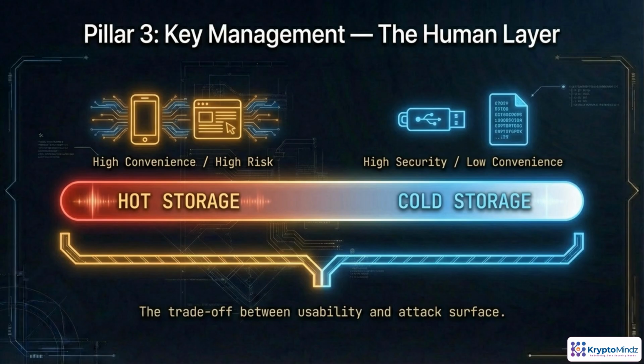Key management is where human behavior collides with cryptography. Hot storage keeps keys on internet-connected devices or services. It's ideal for frequent transactions, automation, or experimentation, but every added convenience expands the attack surface. Cold storage moves keys offline: hardware wallets, air-gapped machines, or even paper. It's slower and operationally painful, yet dramatically reduces remote compromise. Robust architectures blend both. Minimal funds hot, strategic reserves cold, with clear policies for moving value between them.